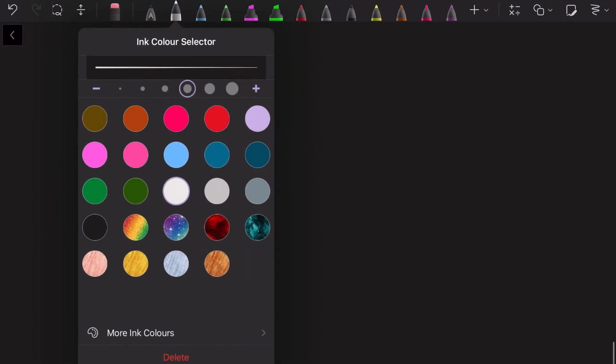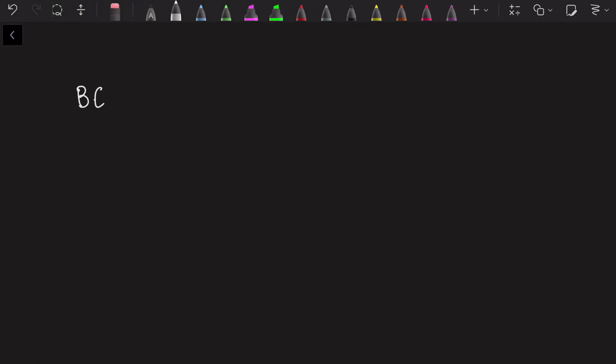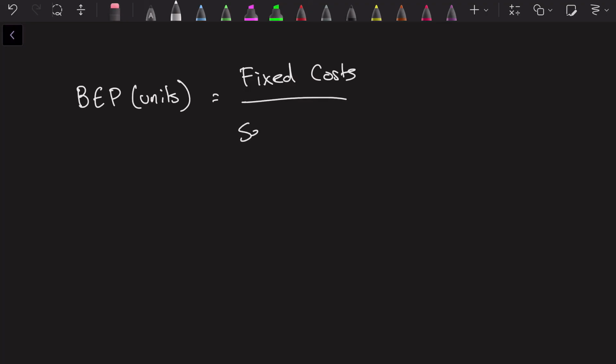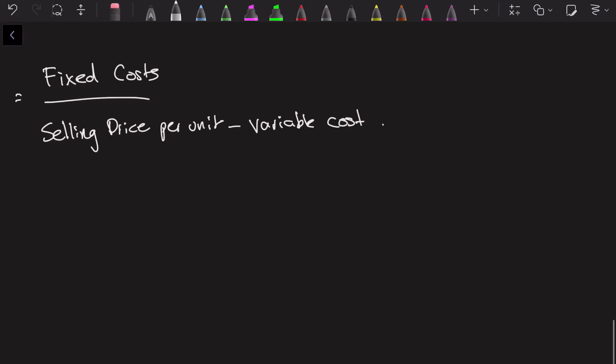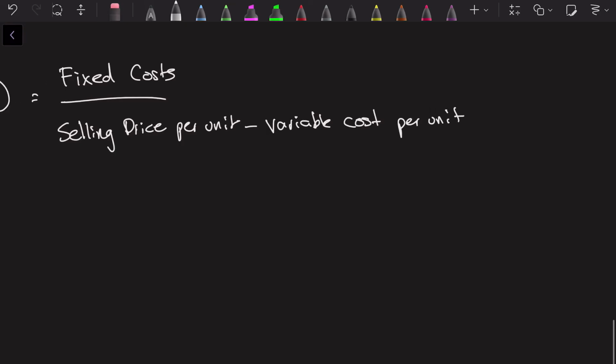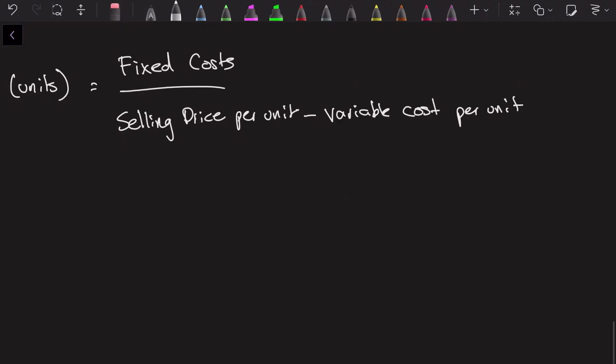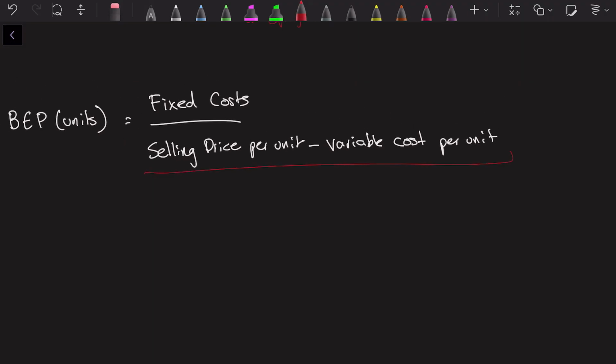The next one is break-even point. This isn't really, I guess it is a formula to know. This is break-even point in units. Units are on your x-axis. I'll do a dodgy sketch in a second. But it's fixed costs over selling price per unit minus variable cost per unit. Okay. You might recognize here, this whole denominator is just unit contribution.